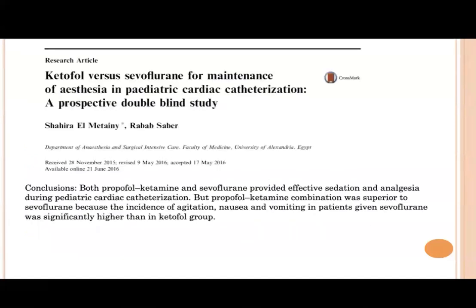There is not much literature I can find comparing the use of TIVA versus the inhalational technique in high-risk patients. This is an Egyptian study comparing the use of ketofol, propofol with ketamine, versus the use of sevoflurane in pediatric cardiac cath patients. The patients mostly were ASA 2 or 3. The authors concluded that both anesthesia techniques are feasible, but the propofol-ketamine combination has an advantage in reducing agitation and post-op nausea and vomiting when compared to the inhalational group.